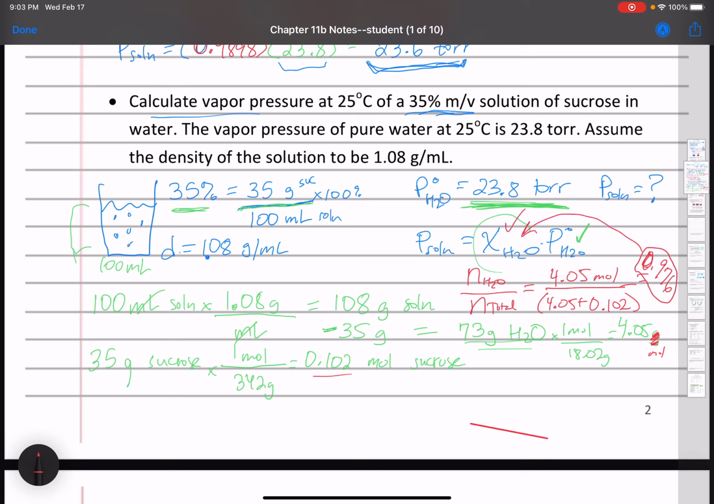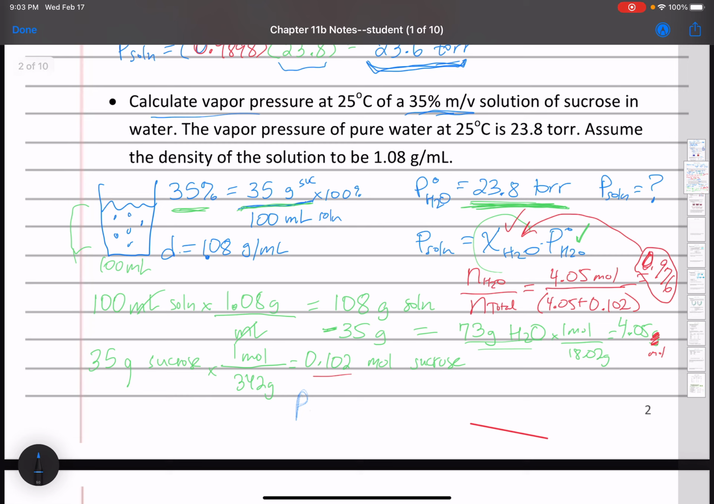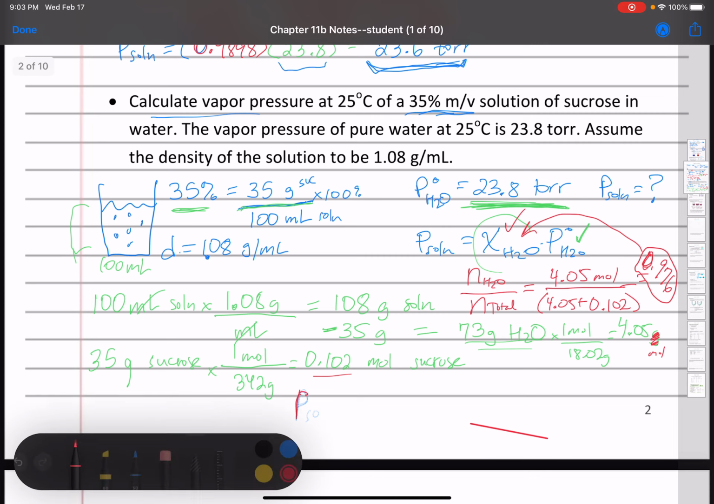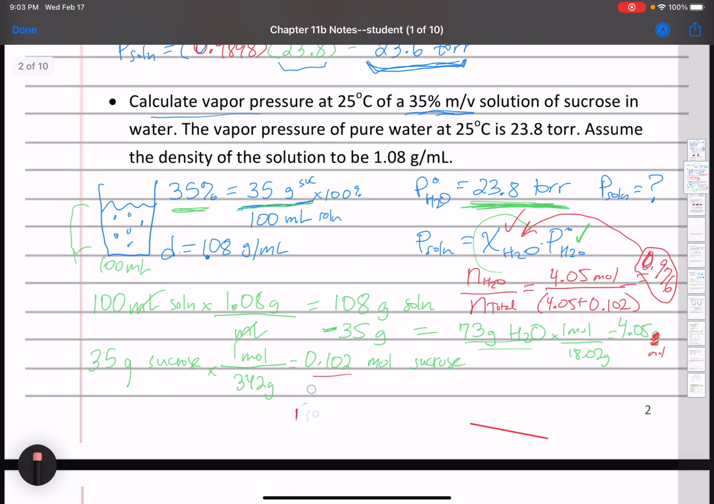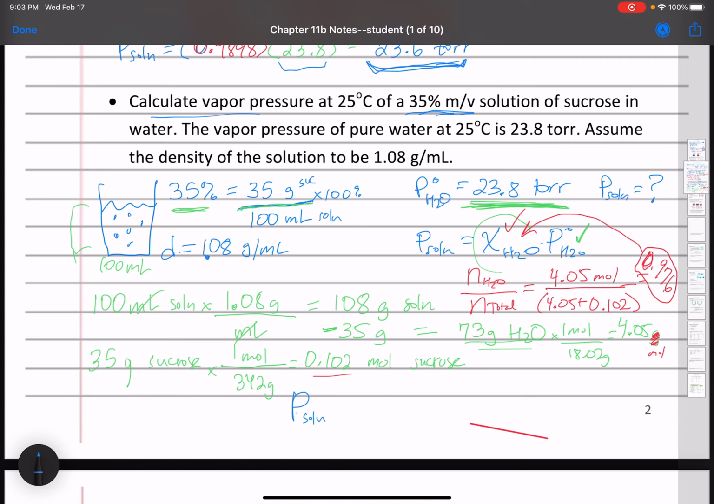So now we have our mole fraction. So now, on the bottom here, I'm going to solve for the pressure. Picked the wrong writing device. I want blue. All right, the pressure of the solution is the mole fraction, in this case 0.976, times the pressure of the pure solvent, which we were given, is 23.6 torr. So the pressure of the solution equals 23.2 torr.